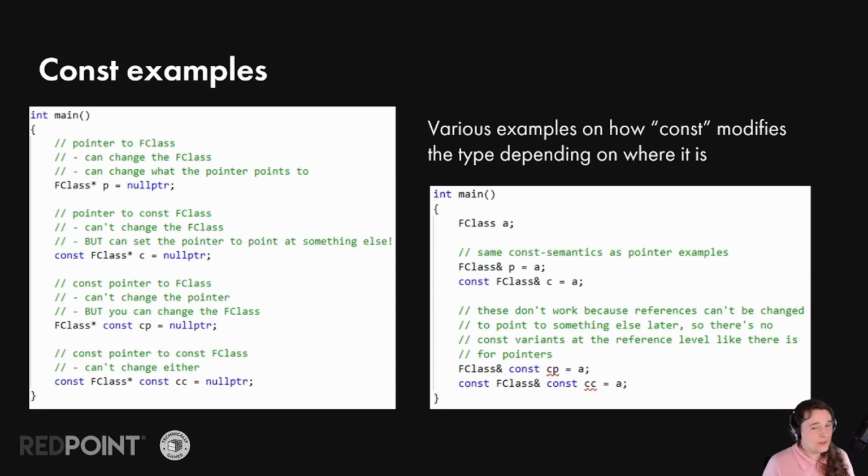For references, same const semantics as the pointers, right? You can have a reference, or you can have a reference to a const F class. You can't have const references because you can't change what a reference points to afterwards, right? Once we've got that P equals A, we can't change what P points to. It is a reference and it stays a reference to the thing that it was initialized as. So therefore, there's no equivalent to the const pointer in references because they're already const. You can't change what they point to.